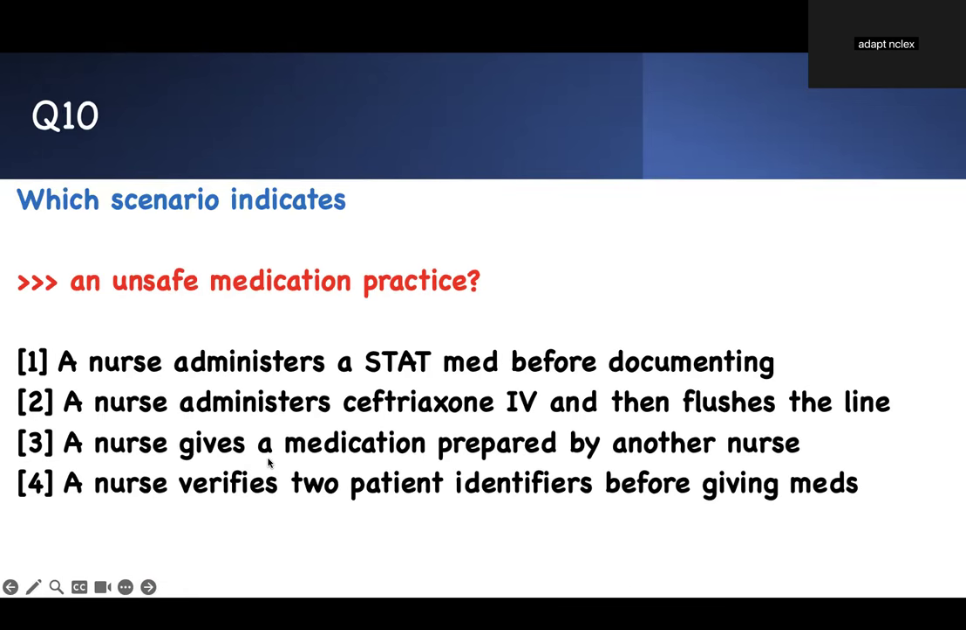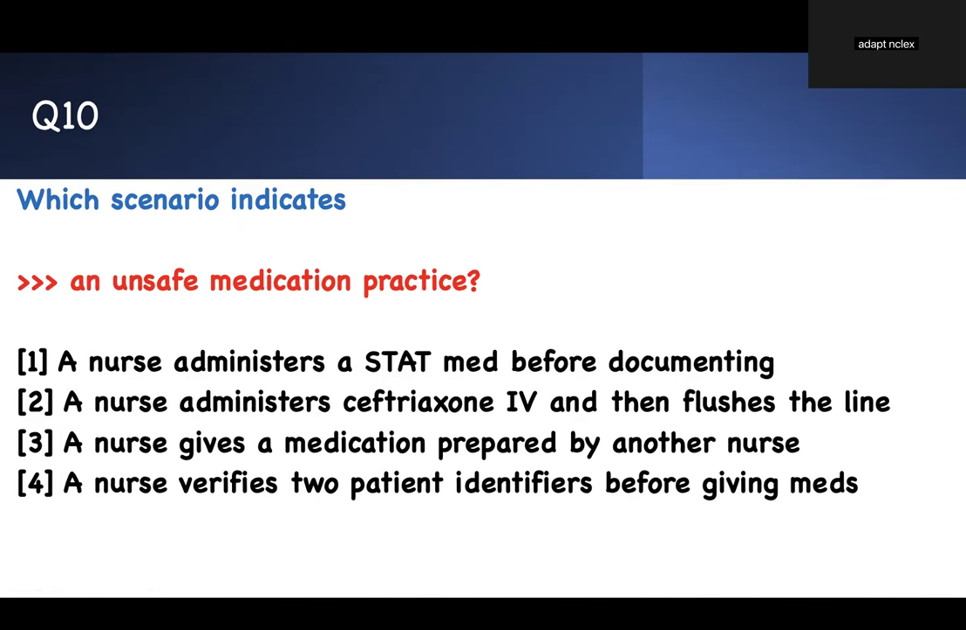Number 10, which scenario indicates an unsafe medication? Unsafe medication means the scenario is bad. A nurse administers a STAT medication before documenting. A nurse administers ceftriaxone IV and then flushes the line. A nurse gave a medication prepared by another nurse. A nurse verifies 2 patient identifiers before giving the medication.